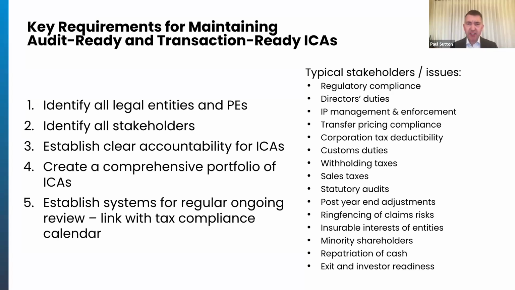So this is really by way of recap of what we've been talking about all along. Number one, identify all legal entities, and PE stands for permanent establishments, in other words, branches and rep offices and so on, which may not be a legal entity as such. But the key thing is to have the central source of truth in terms of that legal entity information. Number two, just like any project, is identifying all stakeholders.